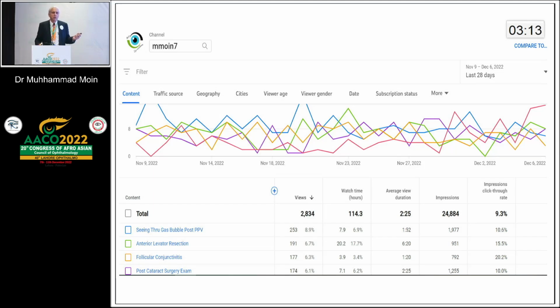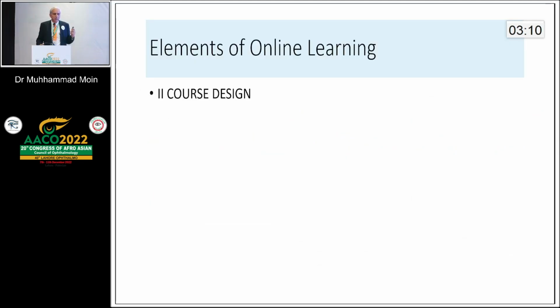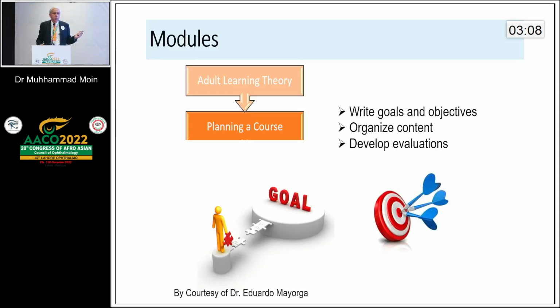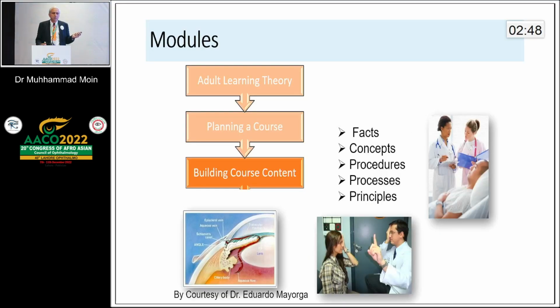So then, elements of designing a course: you need to design a course. If you learned about Moodle, it is a program which handles courses, and you come up with, write your goals and objectives, organize the contents, develop evaluations. Moodle is actually an LMS, a learning management system, which I think most of you have encountered when you're doing online teaching, in which you've got all these components. So you can run an asynchronous course.